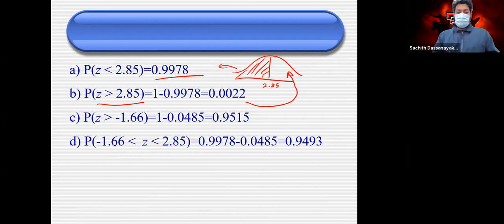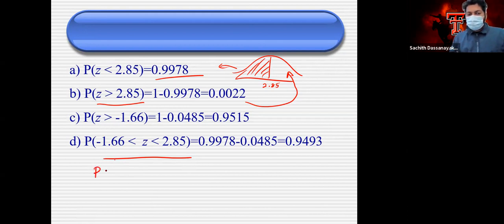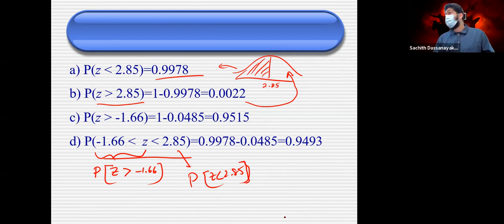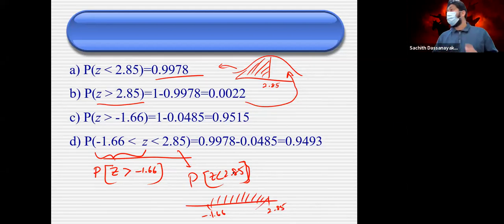Okay, if you need to find the probability in between two values, I'll show you how to split this into two pieces. First piece, you can write Z greater than negative 1.66, right? Next one, probability Z less than 2.85. Clear? So this is how we break this given case into two pieces, which means simply in between these two, negative 1.66 and 2.85. It doesn't matter whether it is equal or not, same.